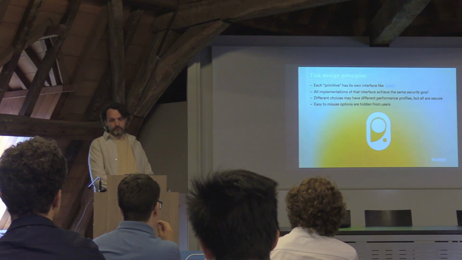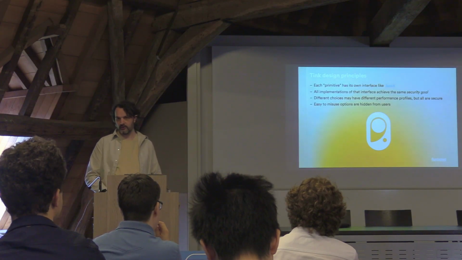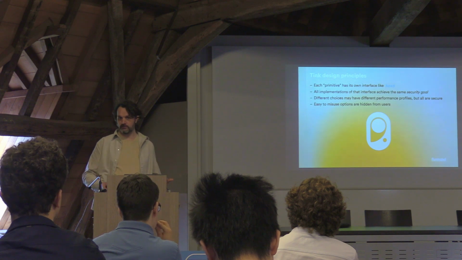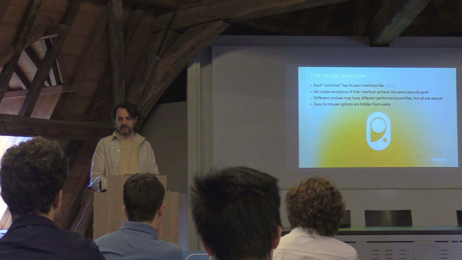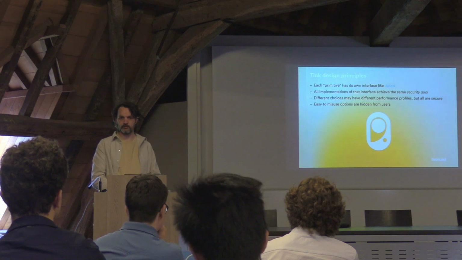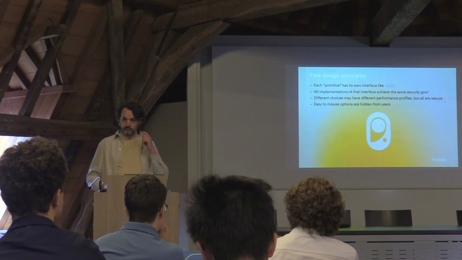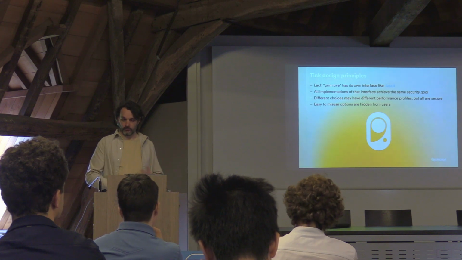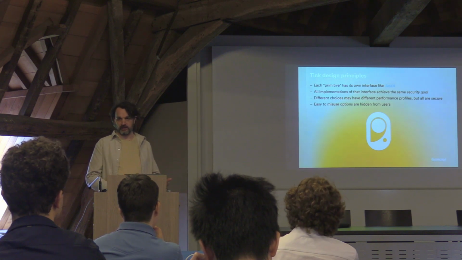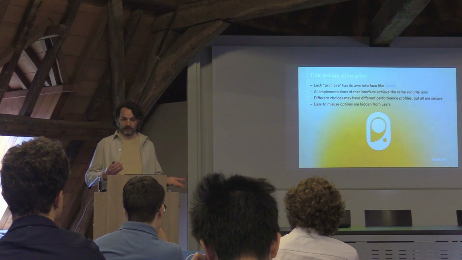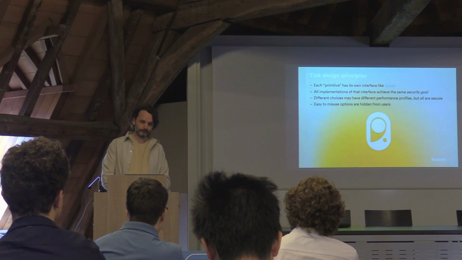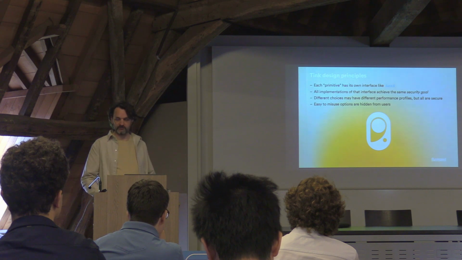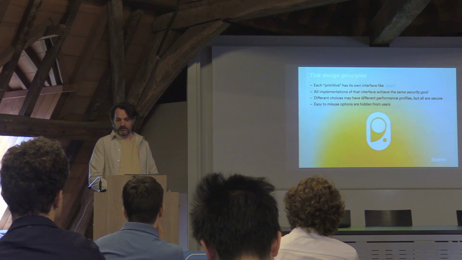So some design principles in Tink then. Each primitive operation has its own interface. So in languages that are well typed, you have a typed interface. And all implementations of that interface achieve the same security goal. So you can chop and change between those algorithms and you're getting that same security goal, which is not the case with using the Java low-level API, where you change the algorithm and you might get completely different security properties. Different algorithm choices may have different performance properties, but they all meet a baseline level of security.